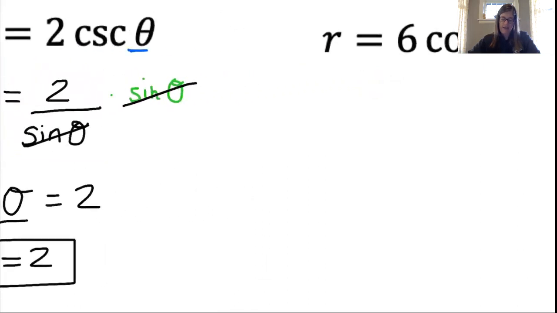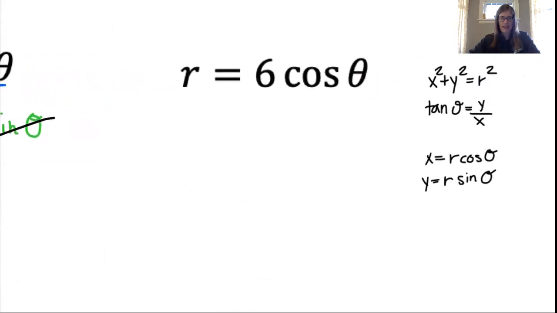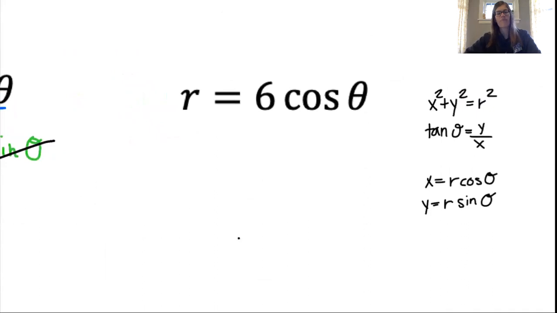Okay, let's look at r equals 6 cosine theta. So I'm thinking about this particular problem, and similarly run through your different options. I'm not going to use this equation because it doesn't have a theta. I'm not going to use this equation because it has tangent and it doesn't have an r. And I'm probably thinking that I want to use this equation, x equals r cosine theta, somehow.